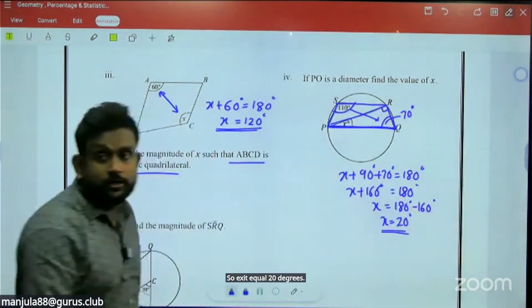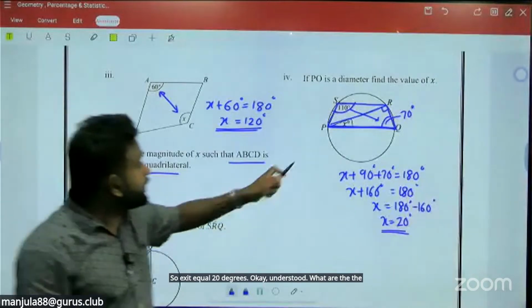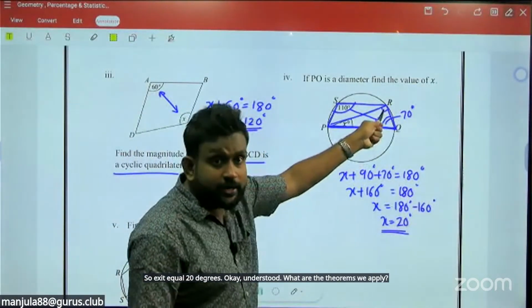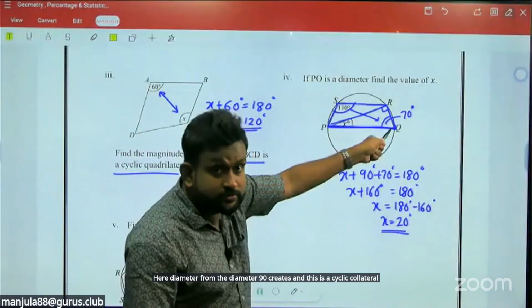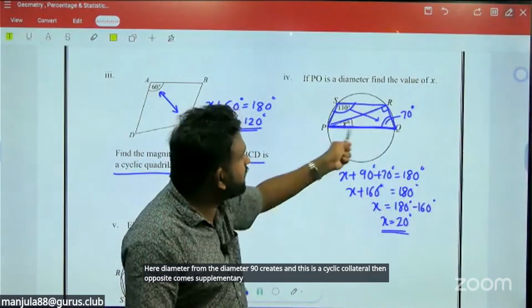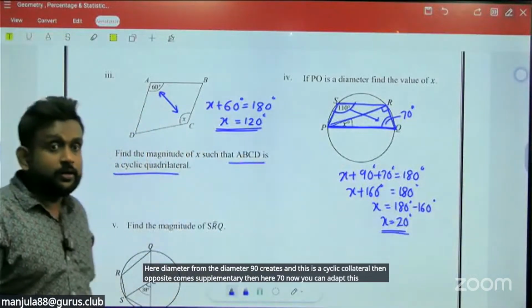Okay, understood. What are the theorems we applied? Here, the diameter creates 90 degrees, and this is a cyclic quadrilateral. Then opposite angles are supplementary. Then here 70. Now you can add up these angles there.